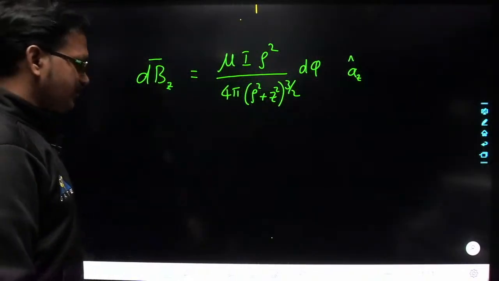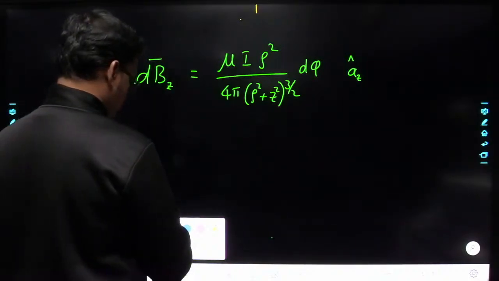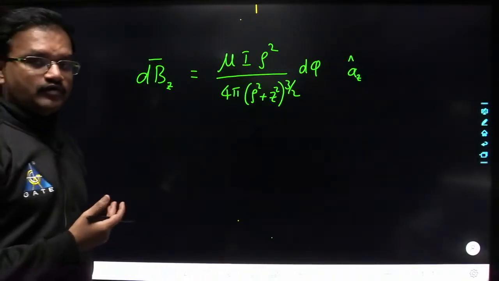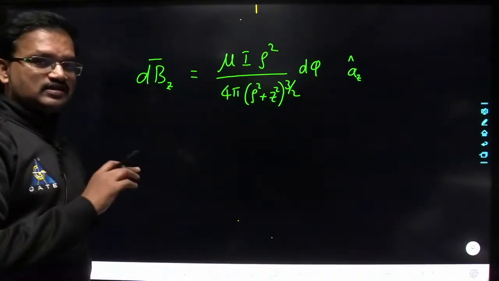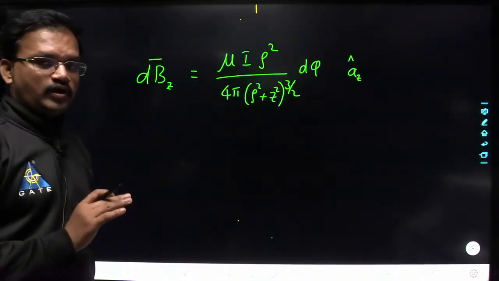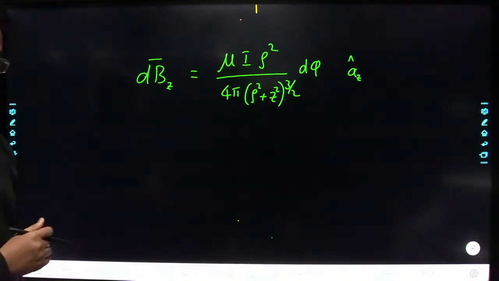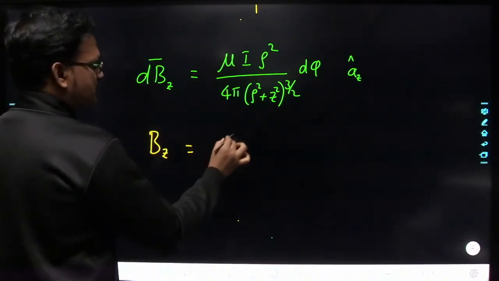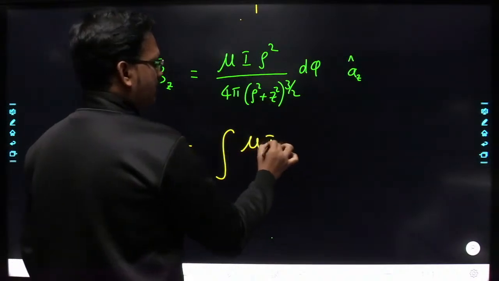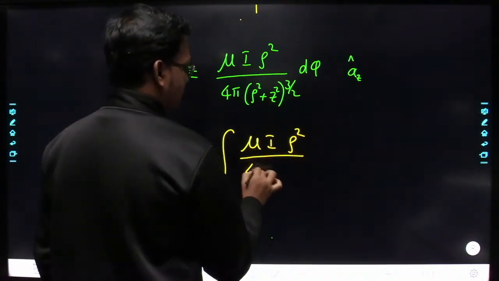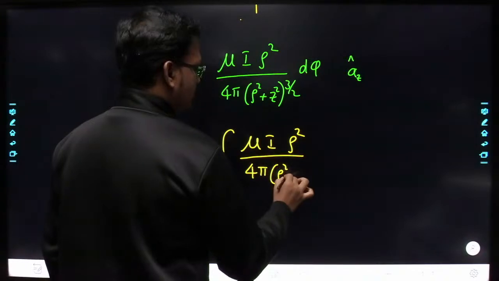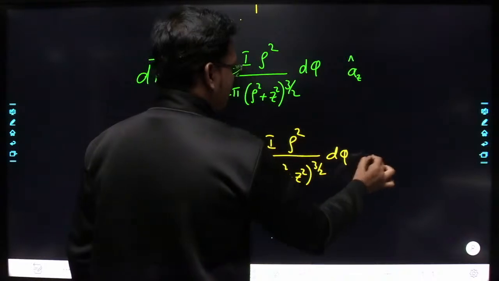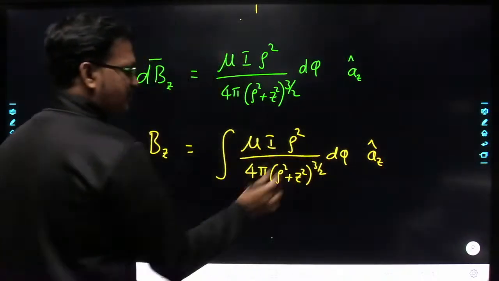So this is the small differential B field. Now if you want the total B field due to the total circular current carrying loop, then what you have to do? You have to integrate on both sides. So if you integrate on both sides, you are going to get the total B field. So that is equal to integral mu I rho square divided by 4 pi into rho square plus Z square whole to the power of 3 by 2 d phi az cap. Now here phi must vary from where to where?